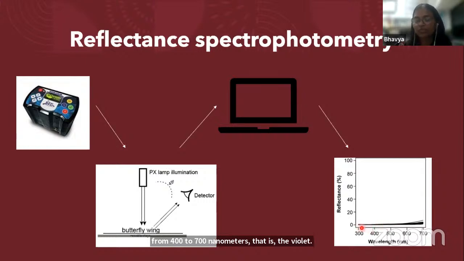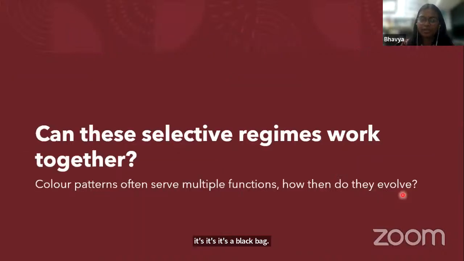But this spectrophotometer is also capable of producing light in the UV range up to 300 nanometers, and we can also collect that data here. And if you notice here, this is the spectrum of a black color on a wing. There is not much light being reflected because it's a black patch. So this is how we go about collecting data in the lab.